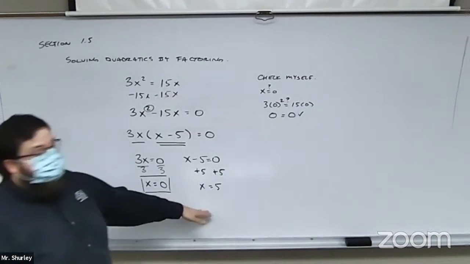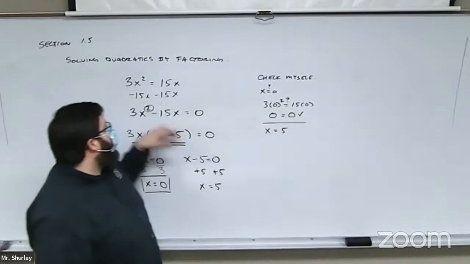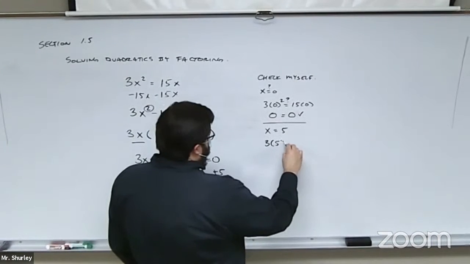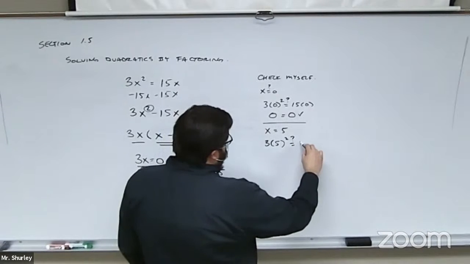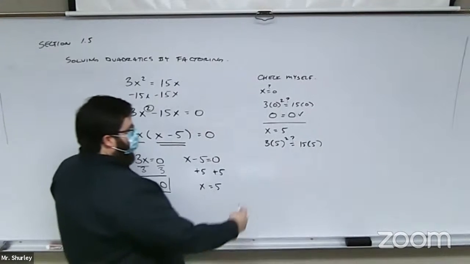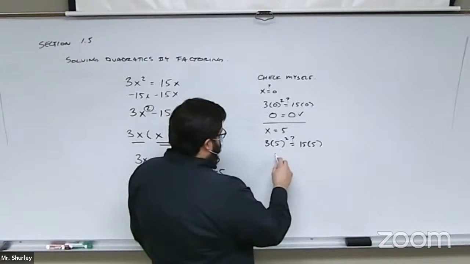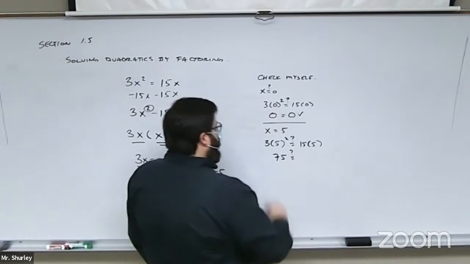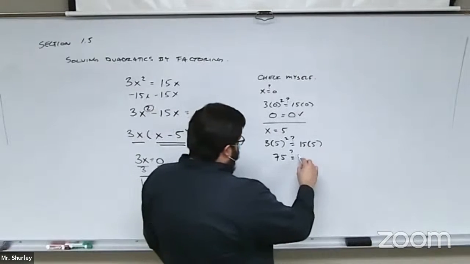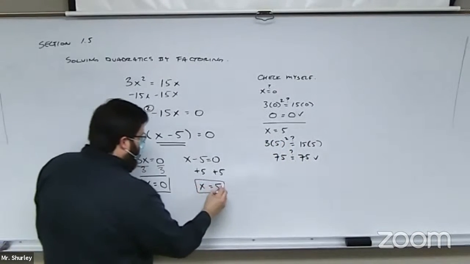Okay, now I'm going to check 5. X equals 5. I'm going to do the same thing, plug that in. So I get 3 times 5 squared, and I want to know, is that equal to 15 times 5? Well, order of operations, 5 squared is 25 times 3 is 75. And 15 times 5 is 75. This checks out. That means x equals 5 is a solution as well, okay?